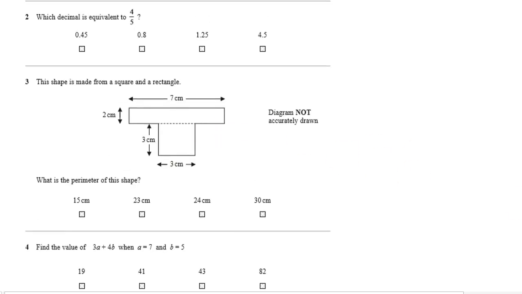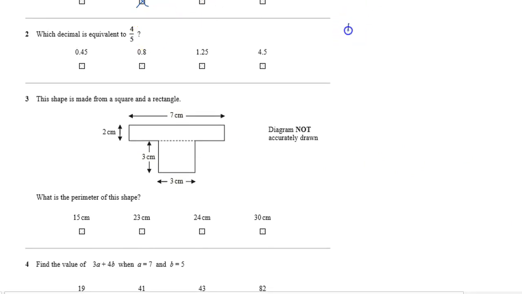What is question number 2? What is 4 over 5 equivalent to? So 4 over 5, try to make it 100. We know that 20 times 5 is 100. So 4 times 20 is 80. That is 80 divided by 100. So the decimal is 0.8. So that is the answer.